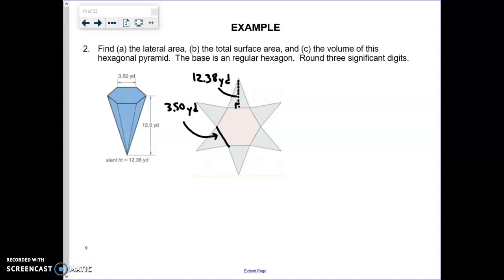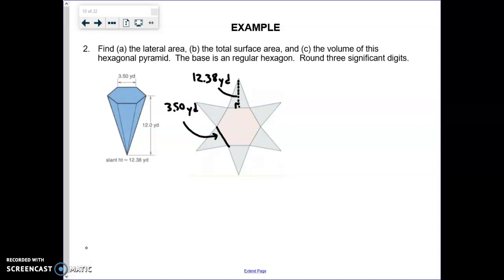Now, what I'd like you to do is to pause the video now and see if you can do this problem on your own. When you're done, go ahead and start playing again, and we'll go through and see if you got these three values right. So go ahead and pause the video and try this on your own.